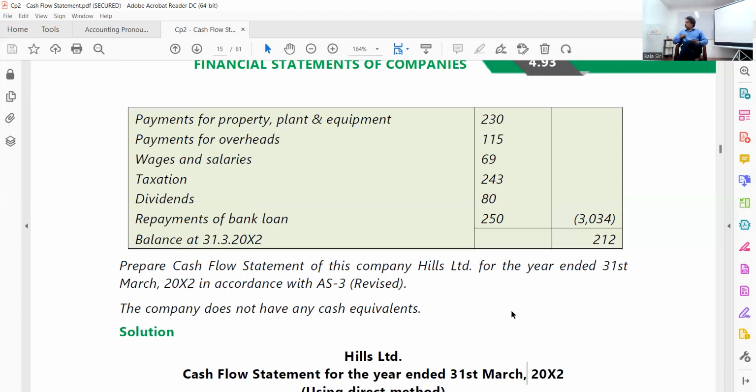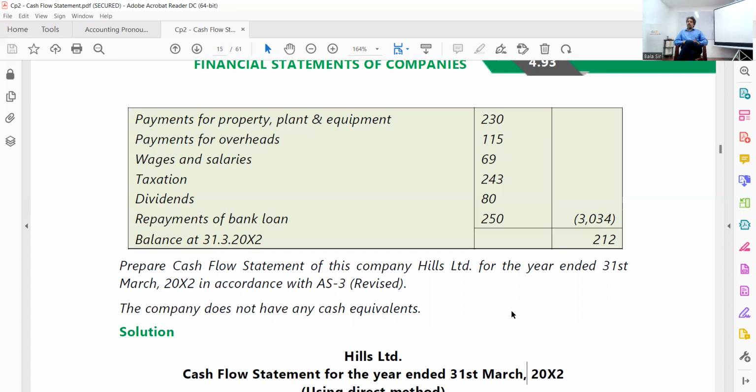No. What is the increase? What is 212 minus 35? 177. That is a 1,77,000 rupees increase in what? Your cash balance. You have to explain that. Of this 1,77,000 increase, how much has come from operations, from investing, and from financing activities? You have to explain to the users of financial statements. That's it. That's the job.